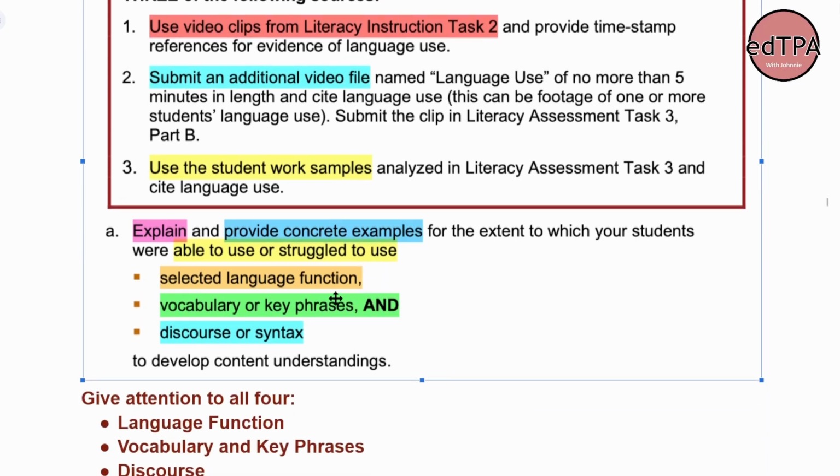Here's the first prompt. Explain and provide concrete examples for the extent to which your students were able to use or struggled to use the language function, vocabulary, or key phrases, and discourse or syntax to develop content understandings.